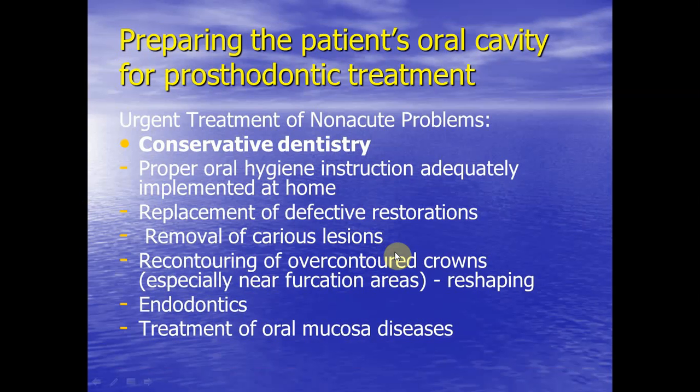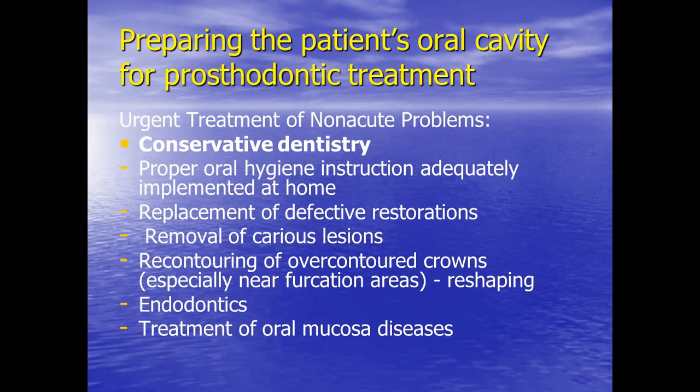So, anyhow, which help of other specialists can we get in preparing the patient's oral cavity for prosthodontic treatment? This could be urgent treatment of non-acute problems. Conservative dentistry or therapeutic dentistry can mean proper oral hygiene instruction adequately implemented at home. So, to teach the patient to brush teeth finally. Replacement of defective restorations and removal of carious lesions.